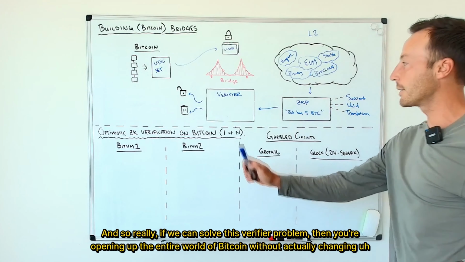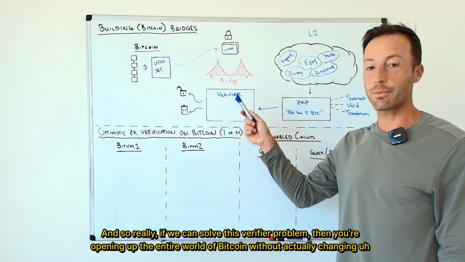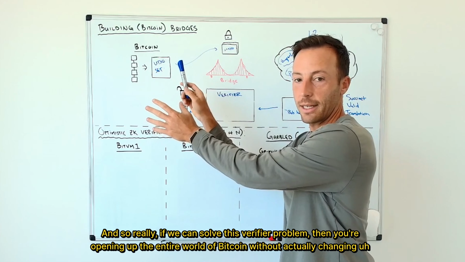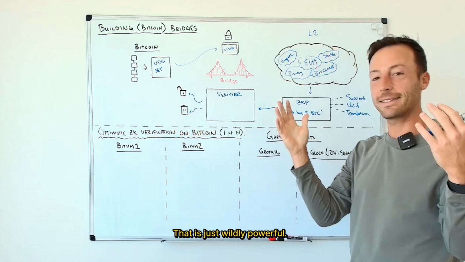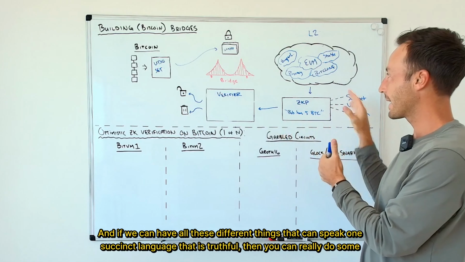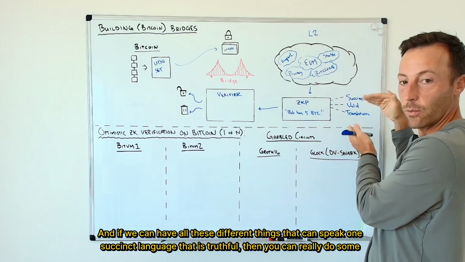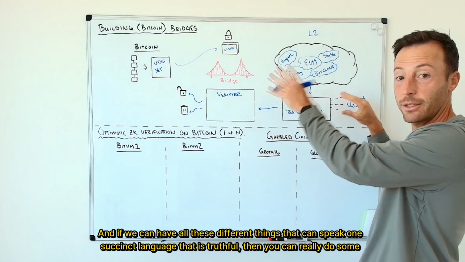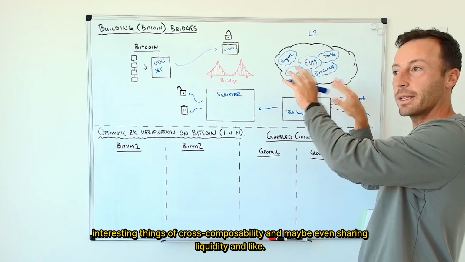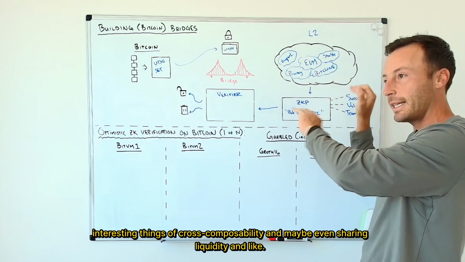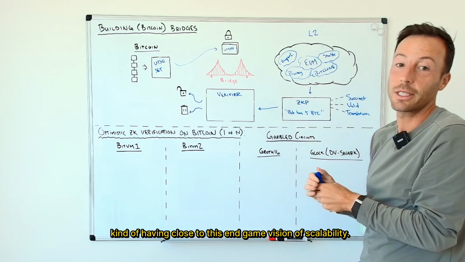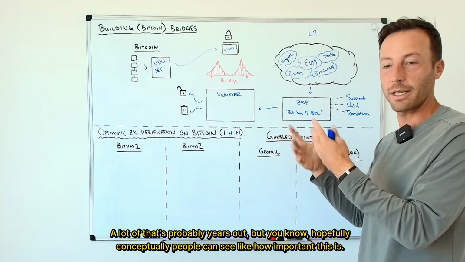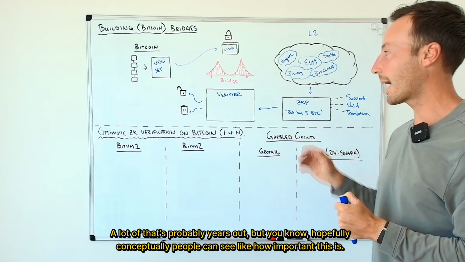It's all good. And so really, if we can solve this verifier problem, then you're opening up the entire world of Bitcoin without actually changing Bitcoin. That is just wildly powerful. And if we can have all these different things that can speak one succinct language that is truthful, then you can really do some interesting things like cross composability and maybe even sharing liquidity, having close to this end game vision of scalability. A lot of that's probably years out, but hopefully conceptually people can see how important this is.